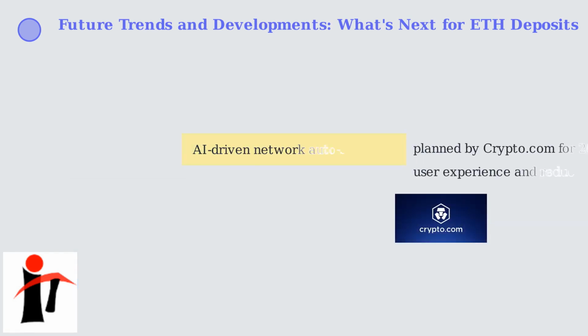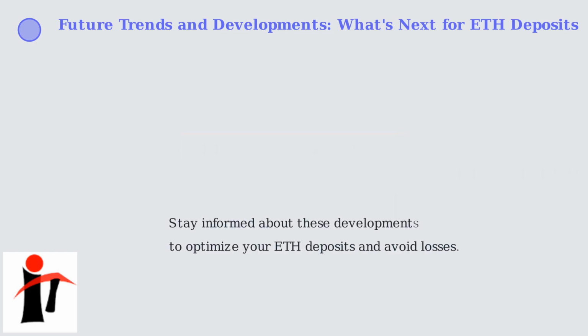Crypto.com plans to integrate AI-driven network auto-selection for deposits by 2026, simplifying the user experience and reducing errors. Stay informed about these developments to optimize your ETH deposits and avoid losses.